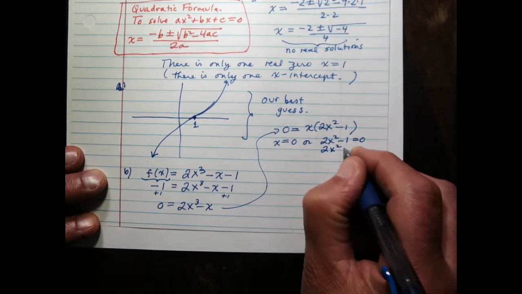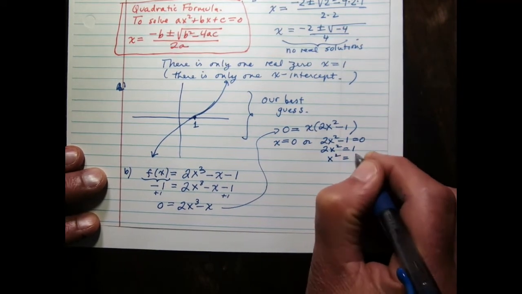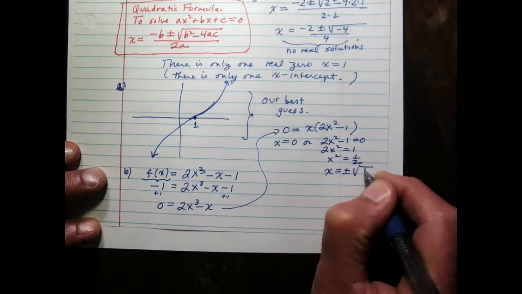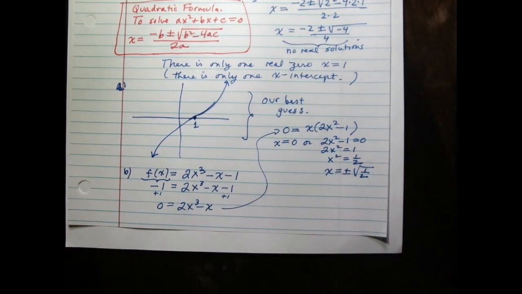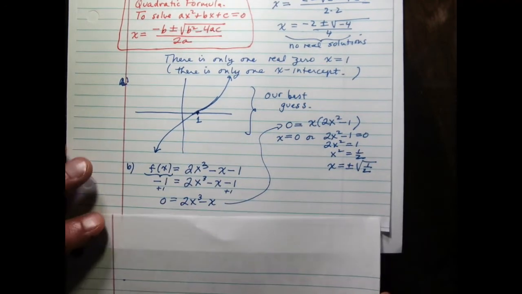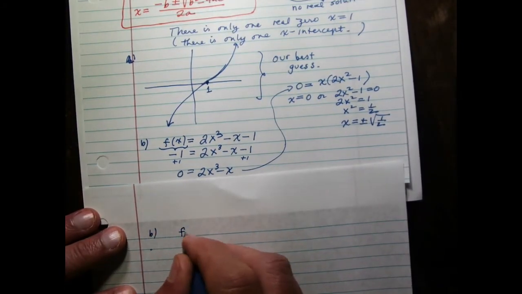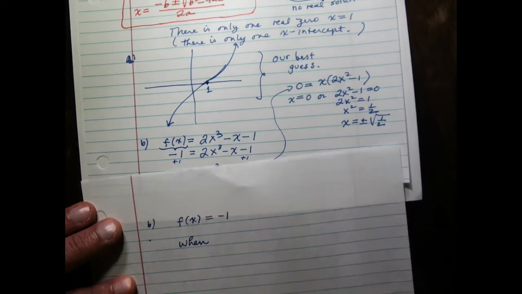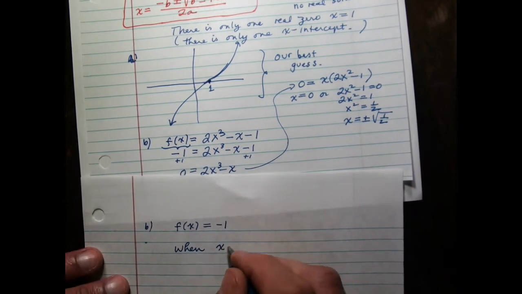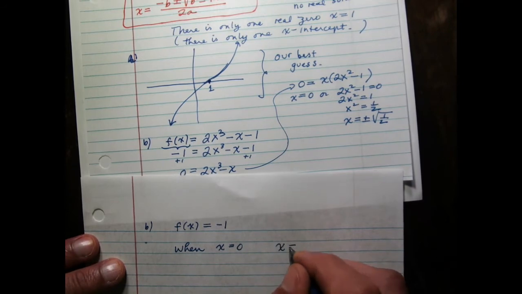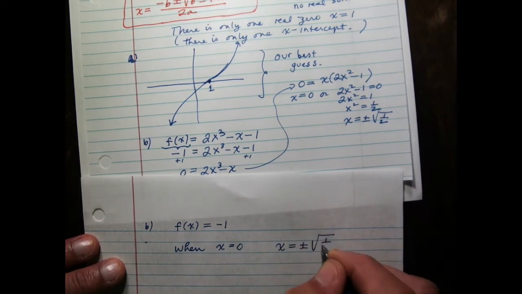So 2x squared equals 1. X squared equals a half. I can take square roots. X is plus or minus the square root of a half. And maybe I'll continue on another piece of paper since I'm getting down in the corner. All right, so for part B, we have f of x is equal to -1 when x is equal to 0 and when x is equal to plus or minus square root of a half.